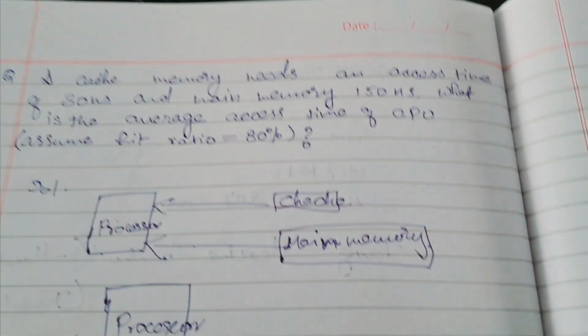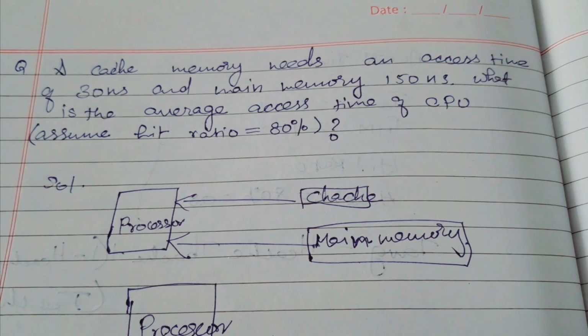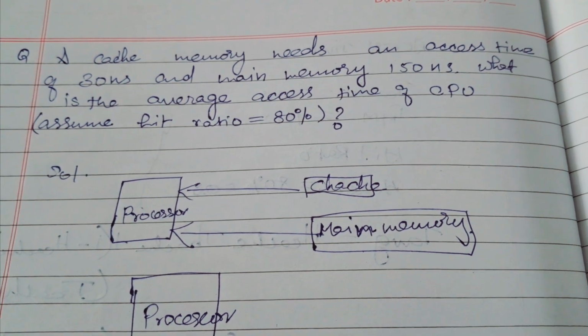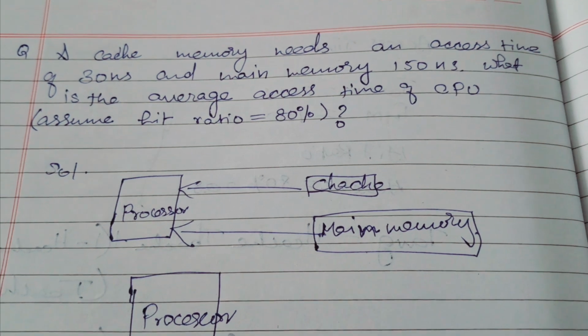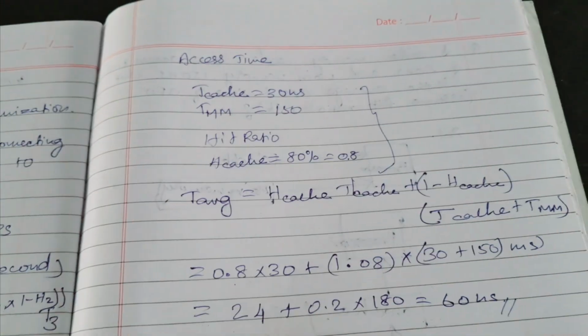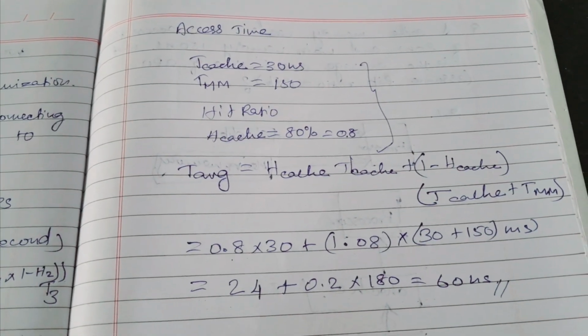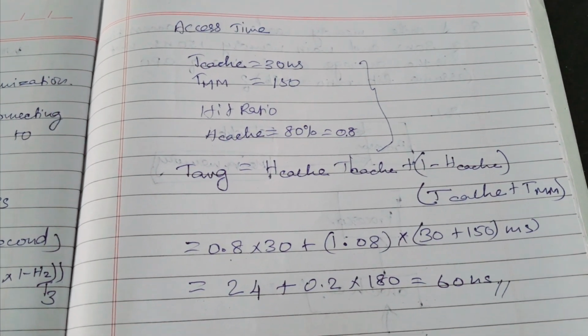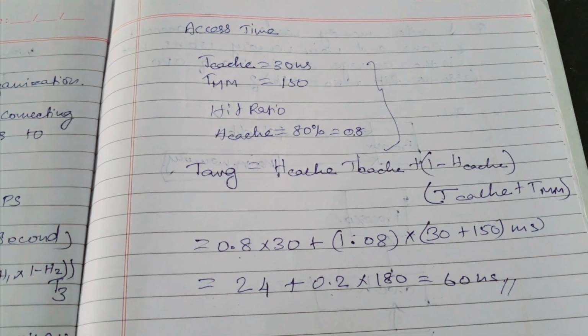If the question mentions a parallel or serial type, then we use that formula only. If nothing is mentioned, then we use the parallel method. The parallel method is the one we need to use when nothing is mentioned in the question. So the 60 nanoseconds is the correct answer.